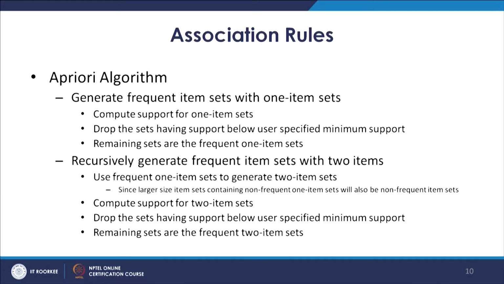Now, once we have listed all these 2 item sets, then we can compute support for them. These 2 item sets, as I talked about, have to be generated using the frequent 1 item sets. Once these 2 item sets are there, we can compute support for them and then drop the sets having support below the user specified minimum support.